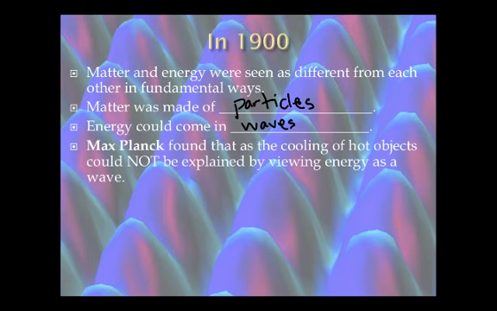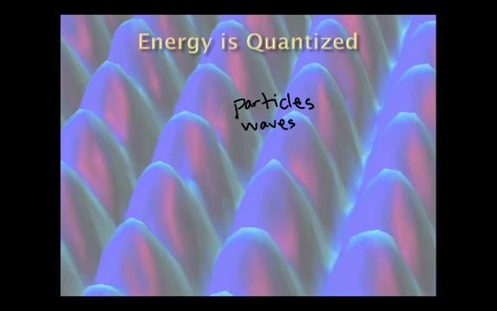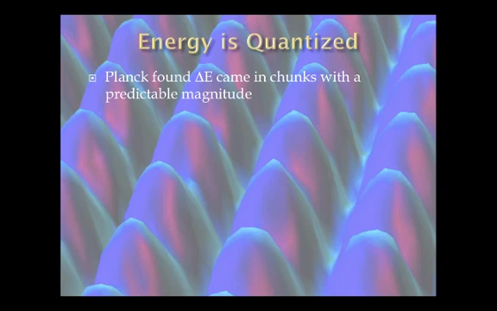But Max Planck was a German scientist who found that as the cooling of hot objects could not be explained by viewing energy as a wave, he began to describe energy as possibly made of particles too, that there would be some particle associated with energy. And this is his research. He found that the energy changes would come in chunks with a predictable magnitude.